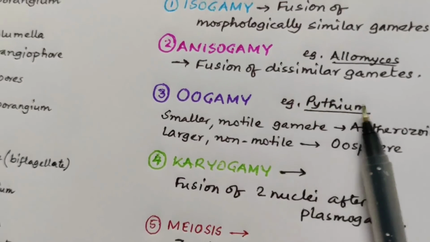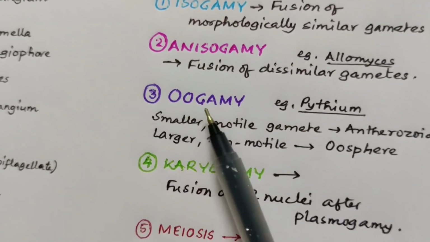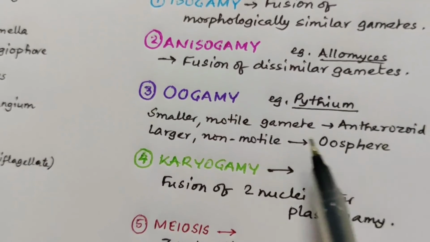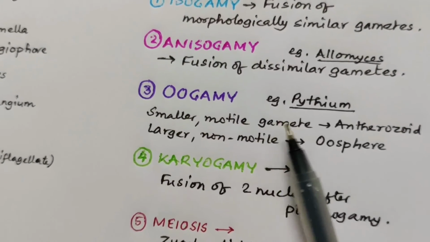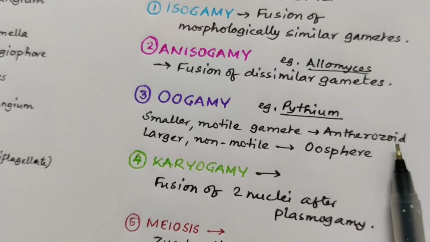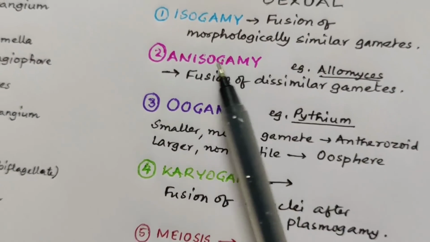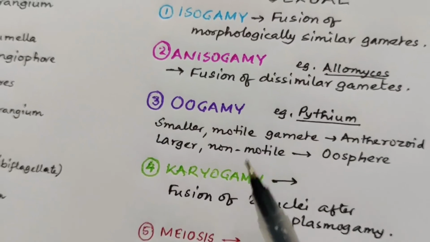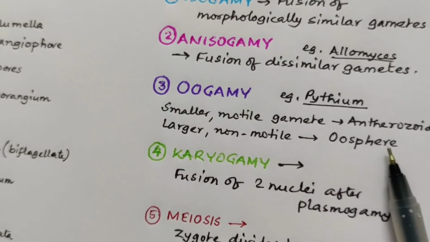In case of oogamy, it is more or less the same as anisogamy, because here also the female gamete is larger in size than the male gamete, but here the male gamete is smaller and motile, known as antherozoid, and the female gamete is larger and non-motile. In anisogamy both were motile, but in this case the larger female gamete is non-motile, which is known as oosphere.